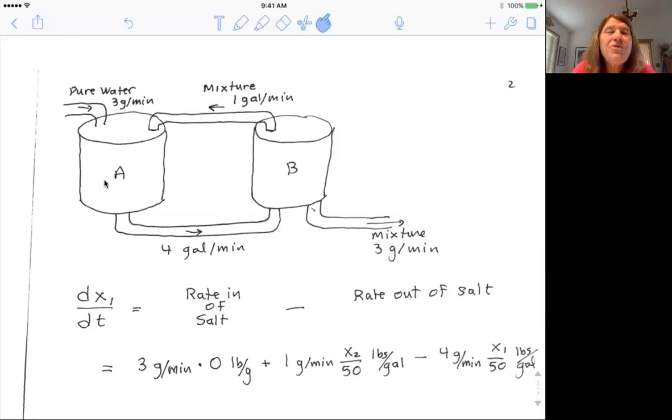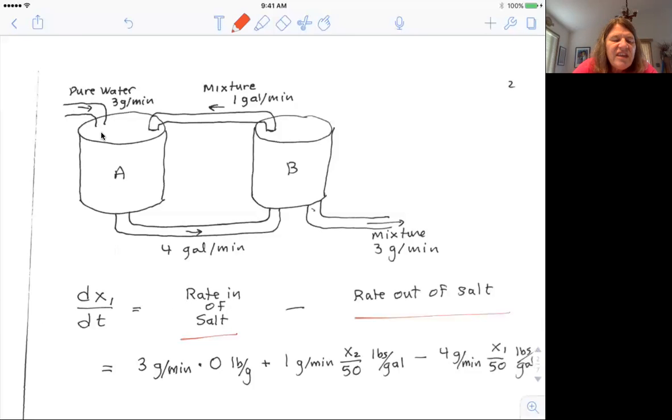I think if you remember the ones we did in the first part of the semester, sometimes we changed it up and said things were going out of A faster than they were coming in. So the level would sink, or the level would rise if you had it the other way around. But what we're going to do is basically the same thing we did with those other problems in the first part of the semester. We're going to look at the rate of change of X1 and think about it as the rate in of the salt minus the rate out. The rate in minus the rate out.